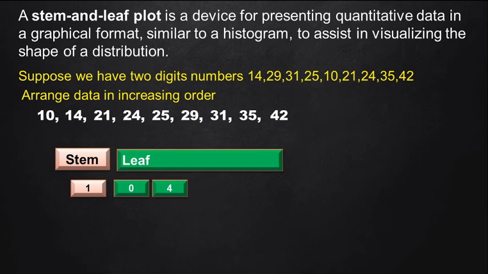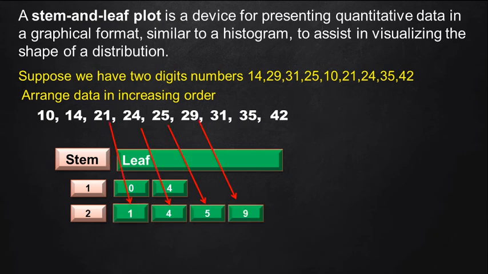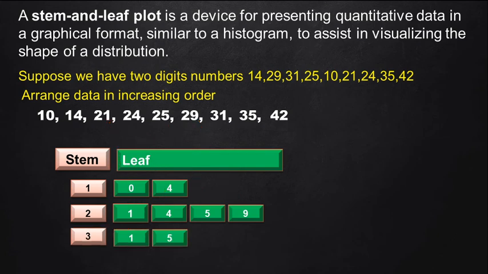Now, coming to the next data 21, 24, 25, 29. In this we have 2 as the stem, where 1, 5, 4, 9 will form the leaves. Similarly, we can form 31 and 35 and the last one is 42. So, you can see the shape of the distribution.